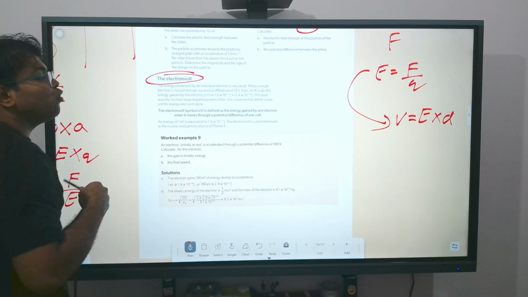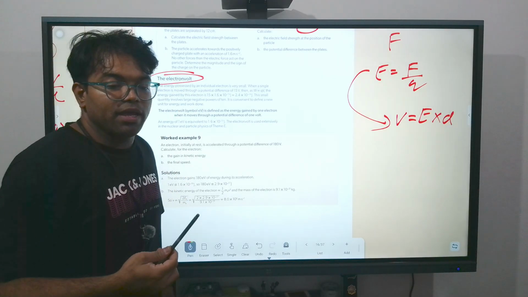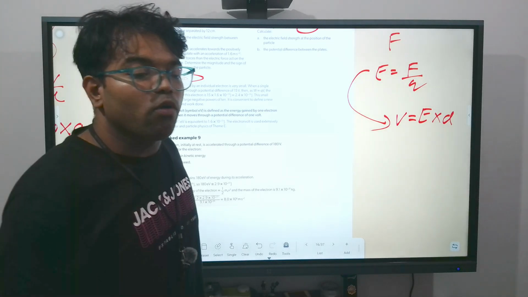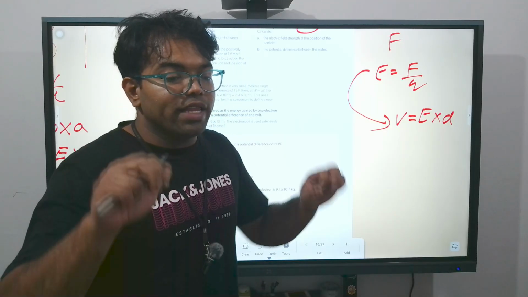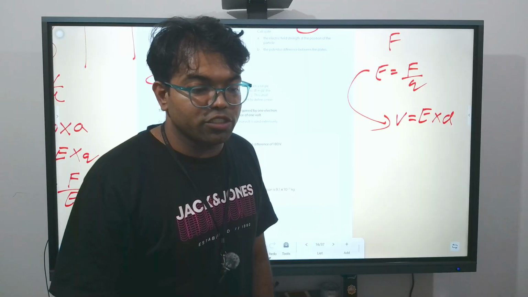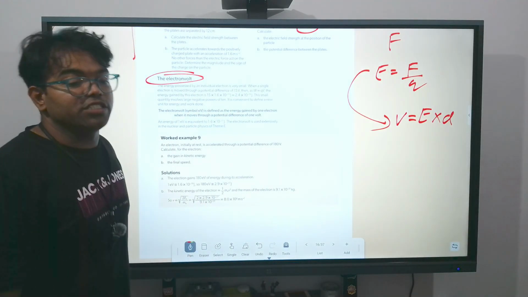Now electron volt, don't confuse it with the name. Electron volt is not what it seems. Electron volt is not potential. Even though there is a volt at the end, it's not potential. It is the unit of energy.